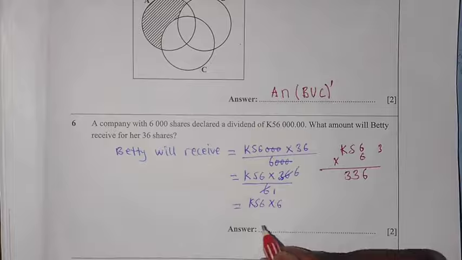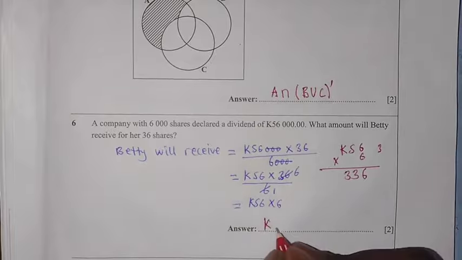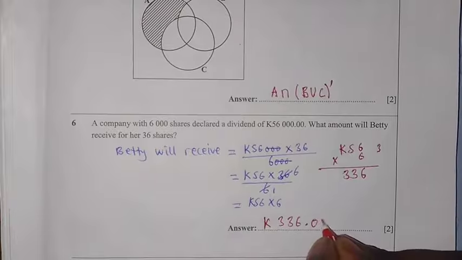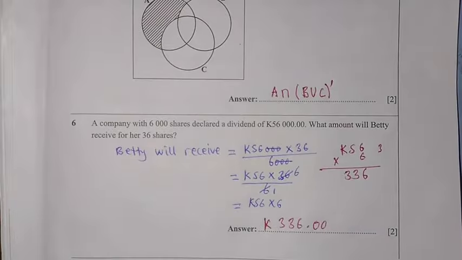So this tells us that Betty received 336 kwacha. We can even put these two zeros representing the smaller denomination of the money. So this was the amount that Betty received, 336 kwacha. I hope it's clear here.